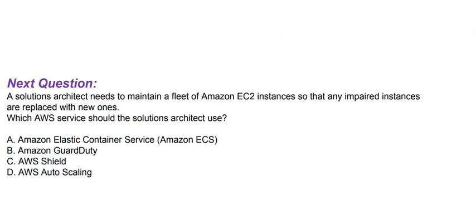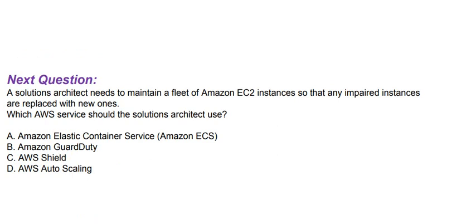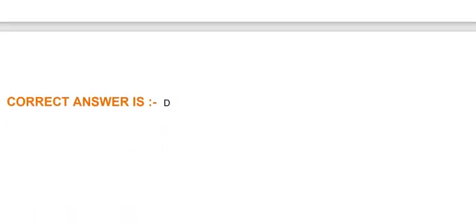Next question is: A solutions architect needs to maintain a fleet of Amazon EC2 instances so that any impaired instances are replaced with new ones. Which AWS service should the solutions architect use? Option A: Amazon Elastic Container Service. Option B: Amazon GuardDuty. Option C: AWS Shield. And option D: AWS Auto Scaling. The correct answer is option D.